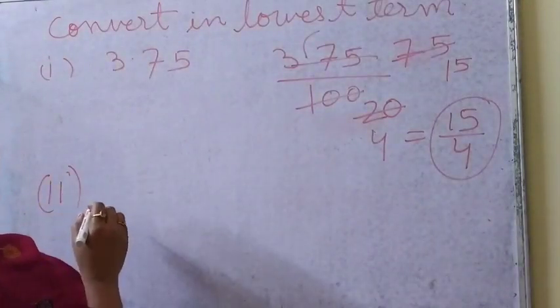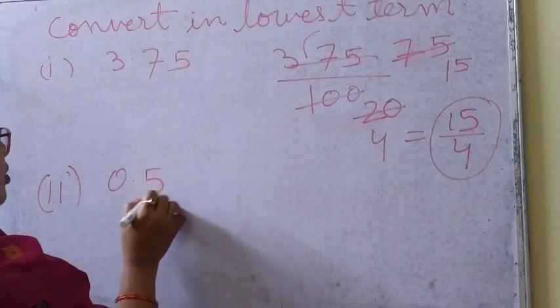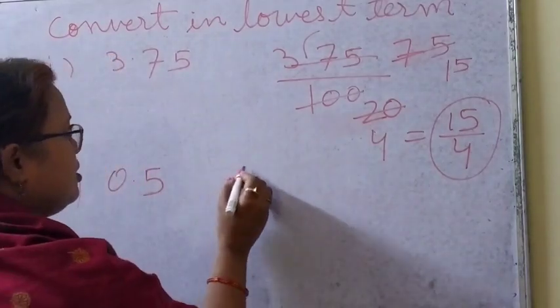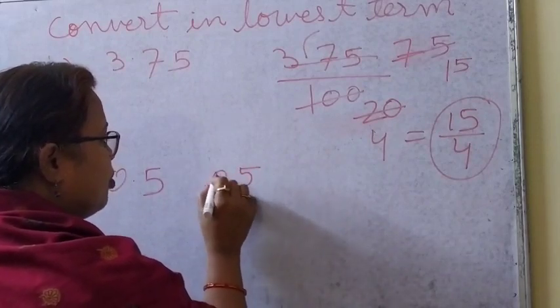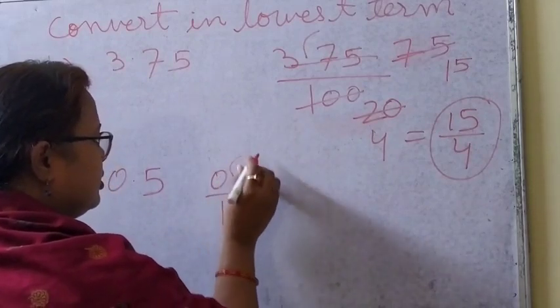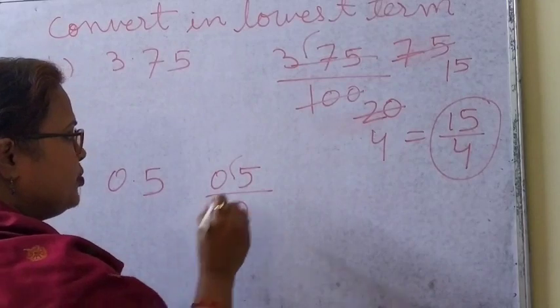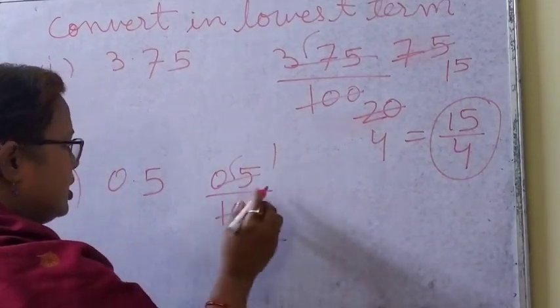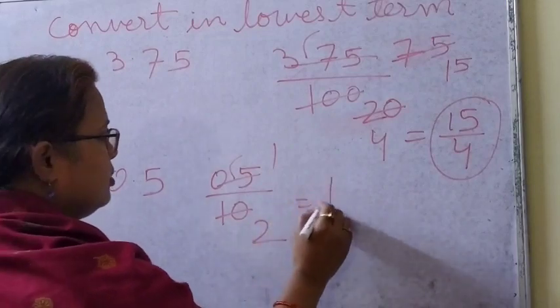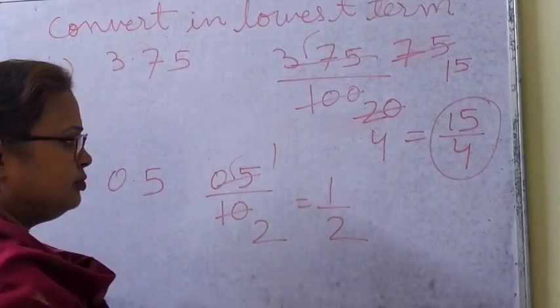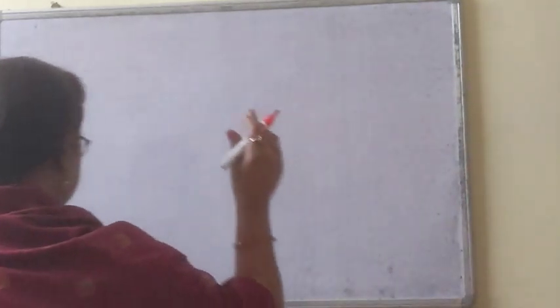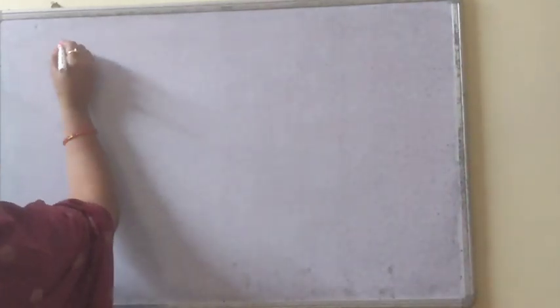The next sub part is 0.5. If the question is 0.5, how will you solve it? Again, same process. 0.5. Then here. Okay. So 5 1s are 5, 5 2s are 10. And so the answer is what? 1 by 2.